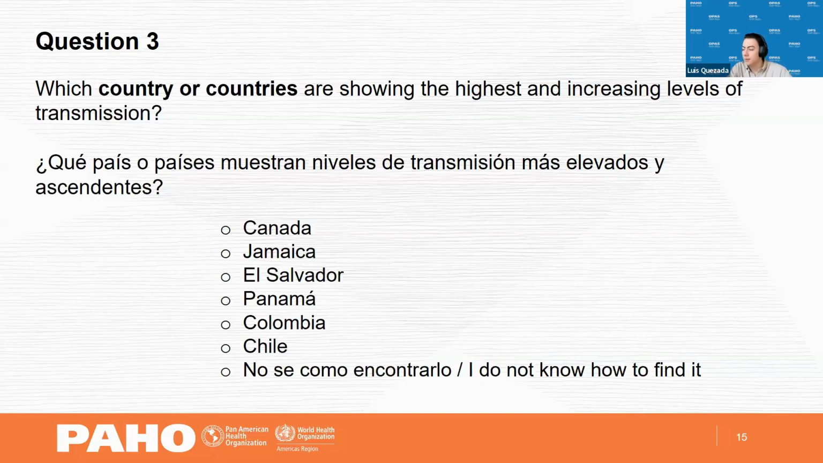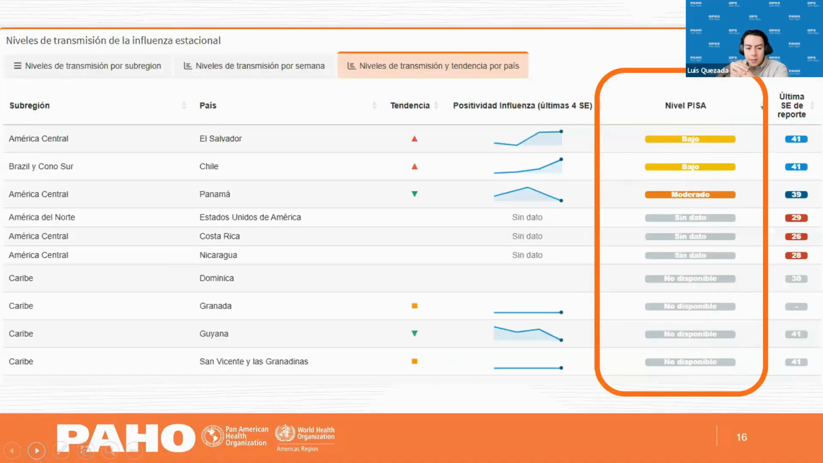Okay, so now we need to share results. I can see that many people mention Canada, El Salvador, Panama, Colombia. Many people have chosen Chile, and some people said, I don't know how to find it. We have most of people that have chosen Canada, El Salvador, and Chile as countries that have high trends for transmission. So let's see how we could have used the dashboard to answer this question.